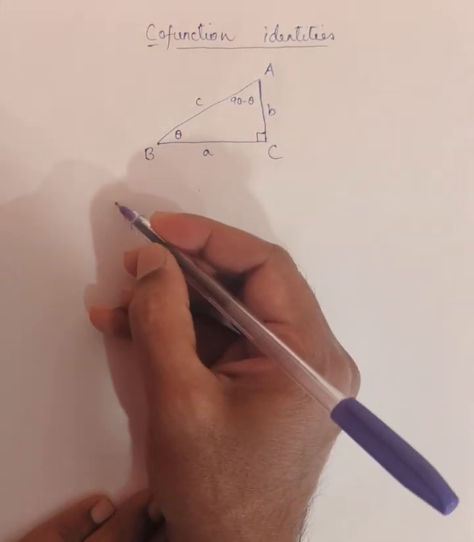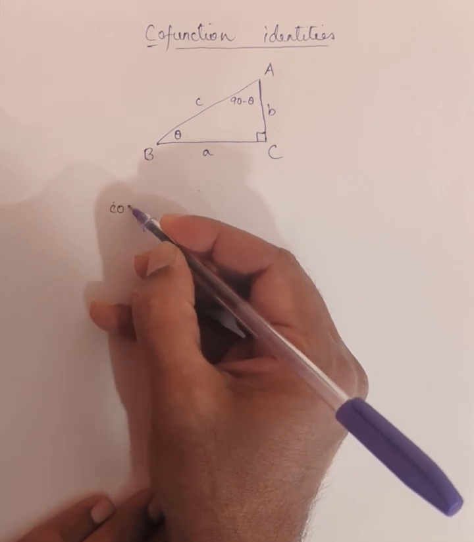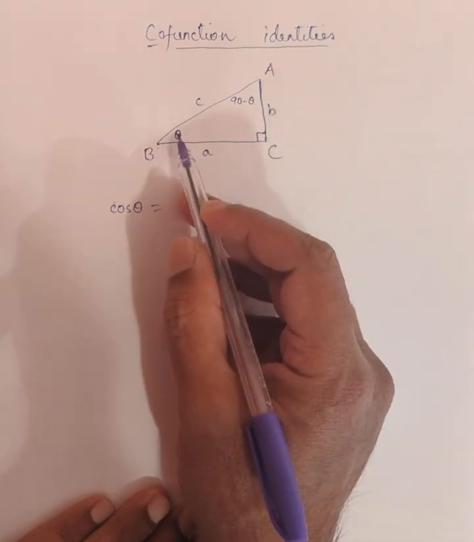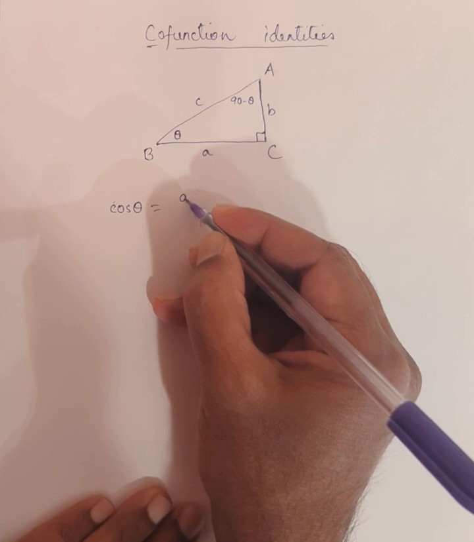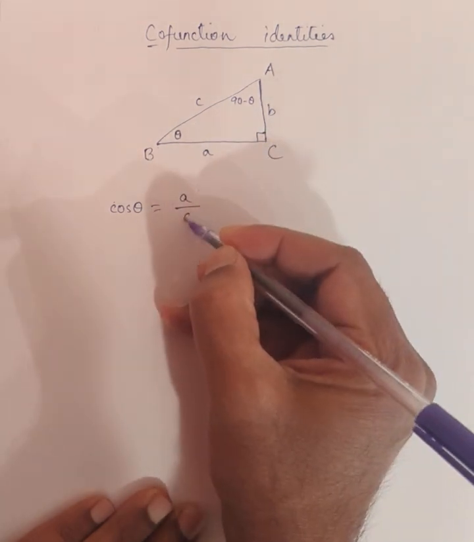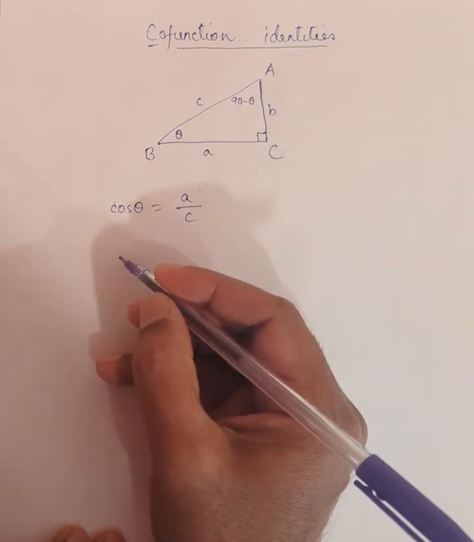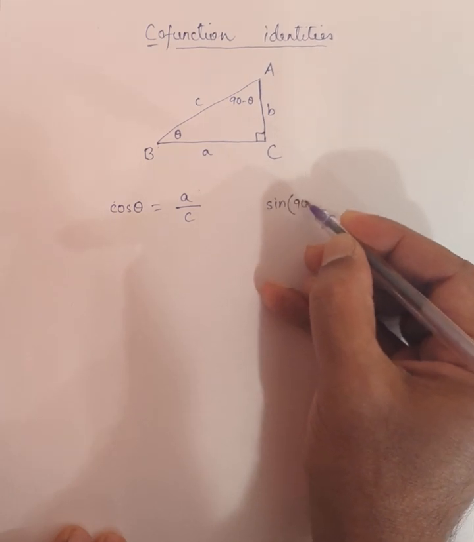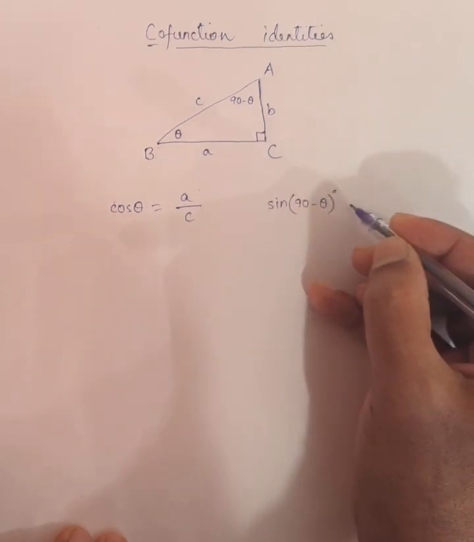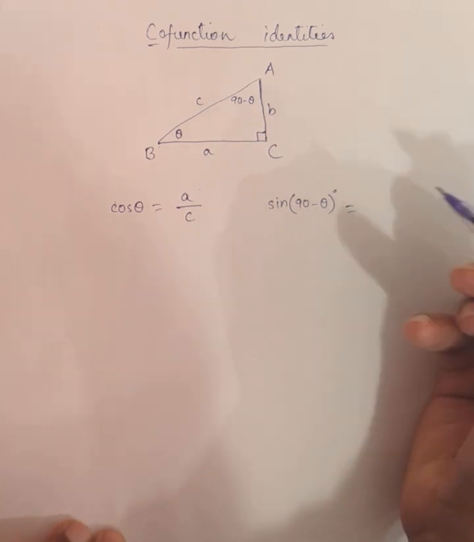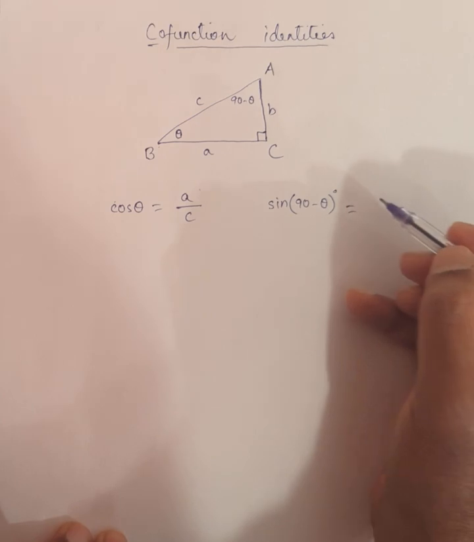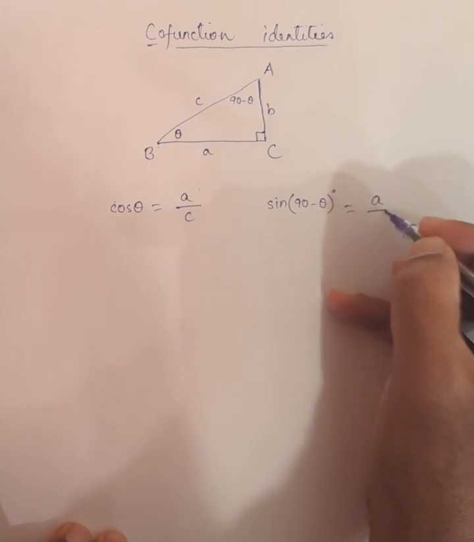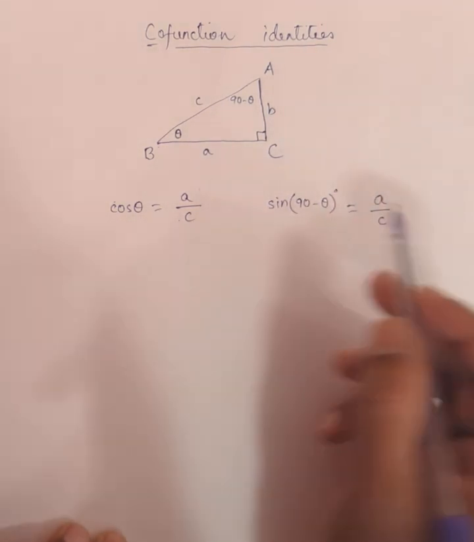Now let's go ahead and try to write down cosine theta. You can use SOHCAHTOA. Cosine is adjacent over hypotenuse. So in this case, adjacent to theta is a, over hypotenuse is c. Now notice, if you try to find sine of 90 minus theta degrees, then for sine you have to take the opposite over hypotenuse. Now the opposite of 90 minus theta is a, so it's a over c. So these two values are the same.